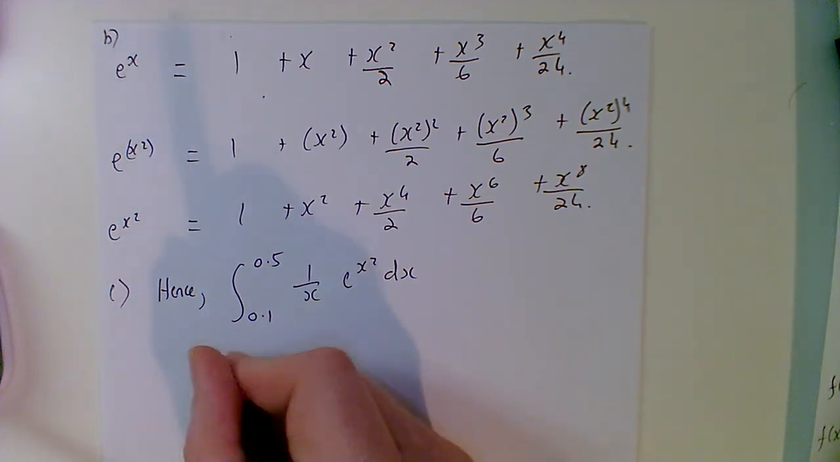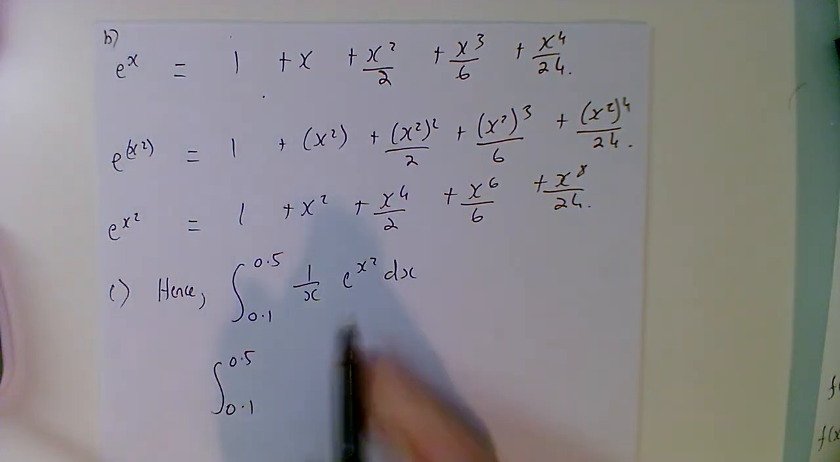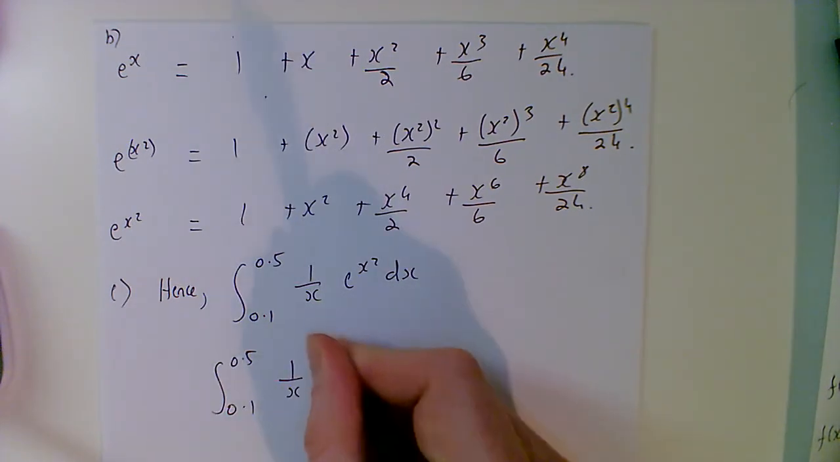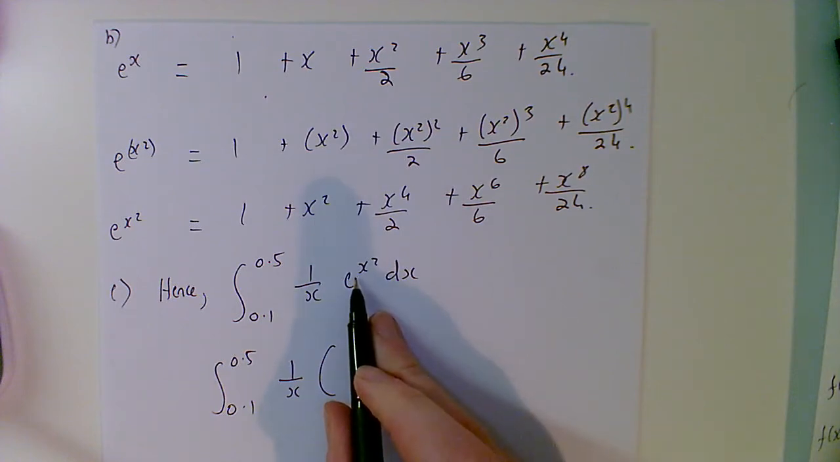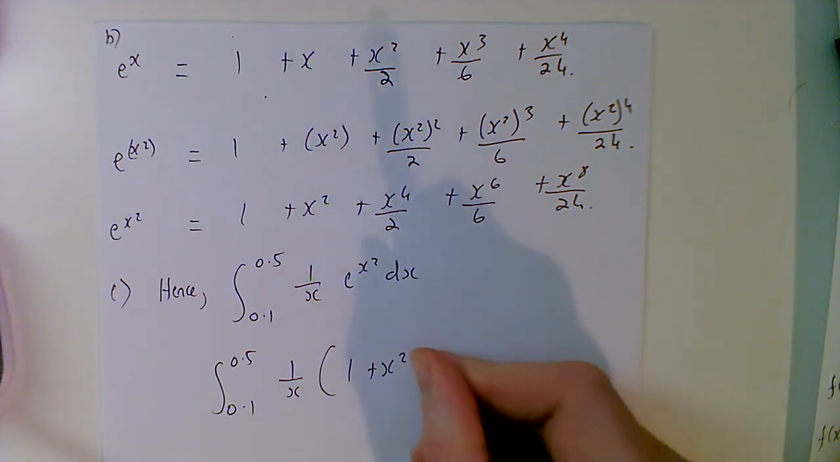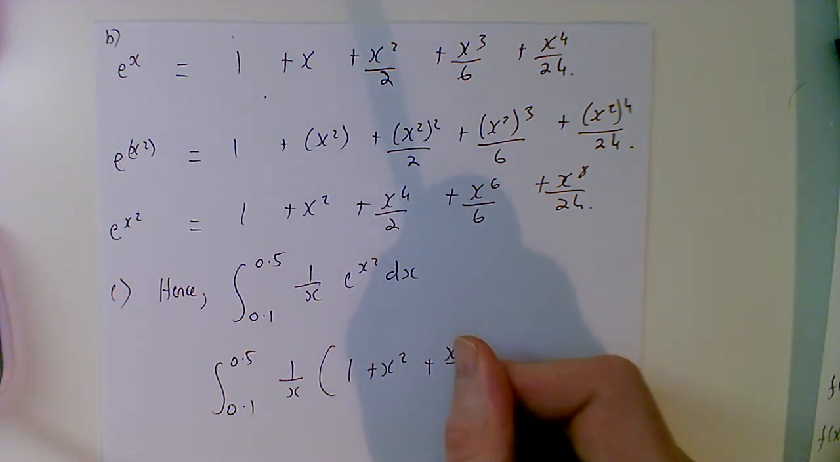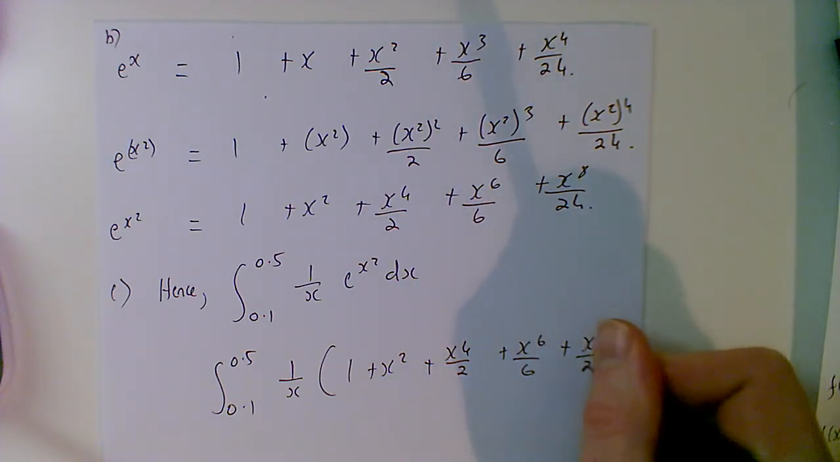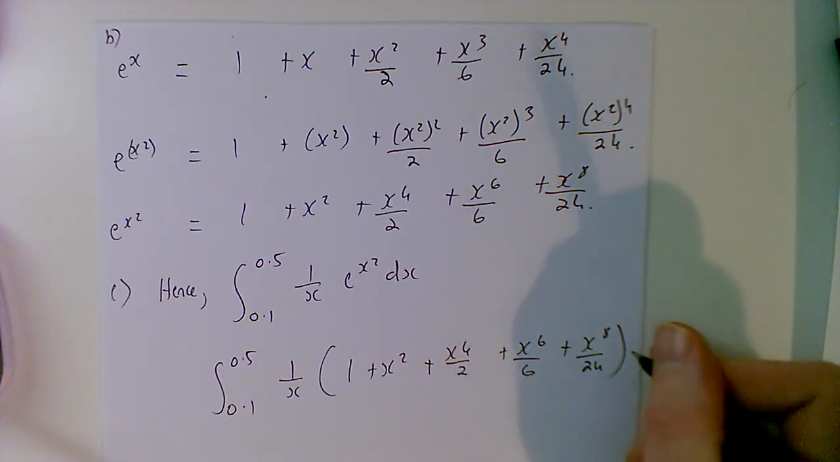So the nice thing about this is now that's a pretty impossible function to actually integrate. A way of looking at it is you can maybe try to do integration by substitution, but I don't think it's going to work. So what I'm going to do is I'm going to swap my e to the power of x squared for my polynomial version. Like that, dx.